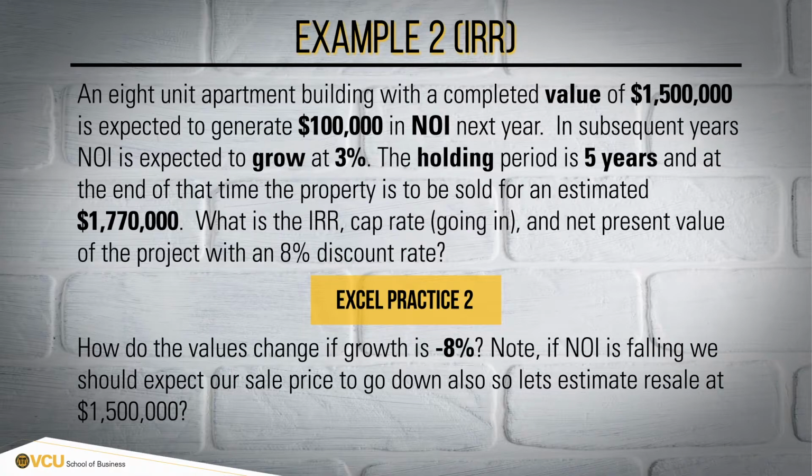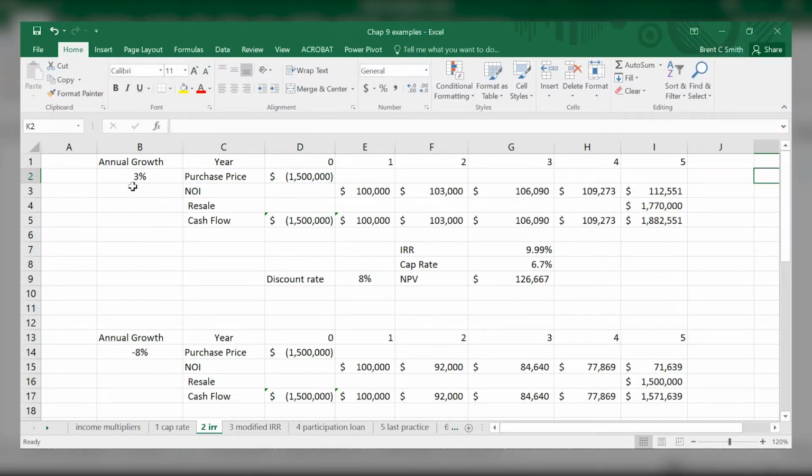It's minus 8%. Of course, if the NOI is falling at 8%, I can't imagine that we're going to have this increase in value in the property like I have in the original estimate of 1,770. So for the time being, I'm just going to say that it's going to sell for exactly what we paid for it. Okay, well, let's see what happens. Lines 1 through 9 represent our first scenario, and then the minus 8% is in the second scenario beginning on 13. So I've got 3% growth.